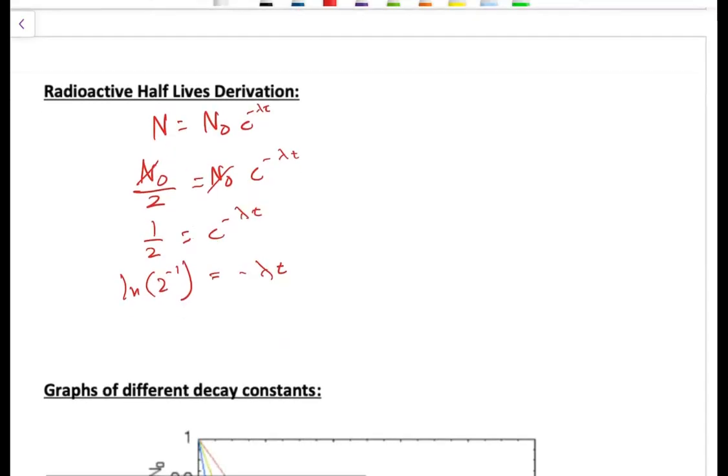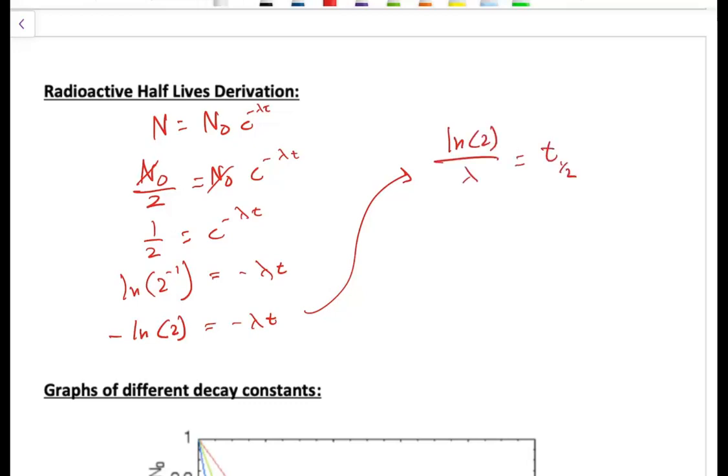You recognize that when there's an exponent of -1 in the argument for the natural log, I can just pull that -1 out, and I can see that as negative ln of 2 is equal to negative lambda t, and the negatives cancel, and then I'm going to divide by lambda, and I'm going to say, okay, ln of 2 divided by lambda, hey, that's equal to my half-life. That's our derivation for it.